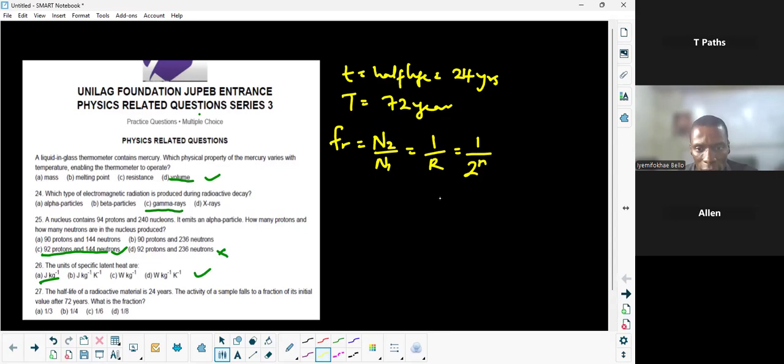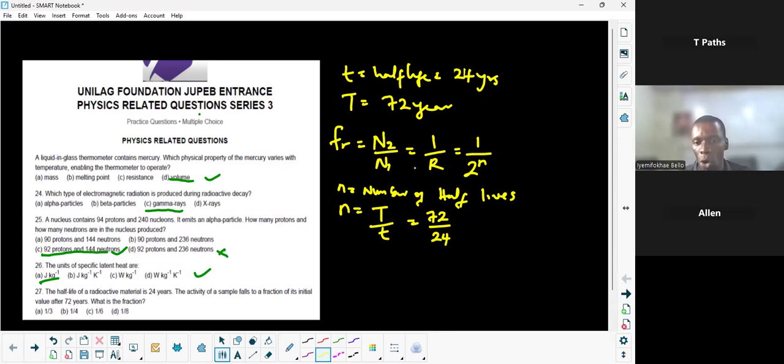Your small n means the number of half-lives, not half-life. To get your n is big T over small t. That is the shortcut you can use to get your answer. And I have a lot of formulas that can help you as we continue. Now, your big T is 72 and your small t is 24. 72 over 24 is 3.